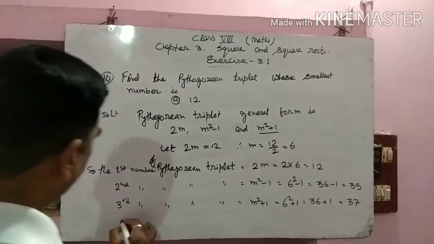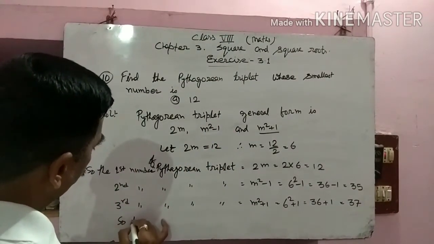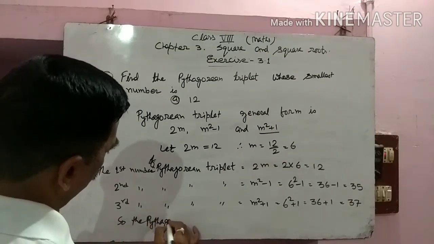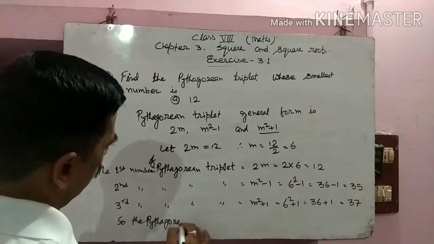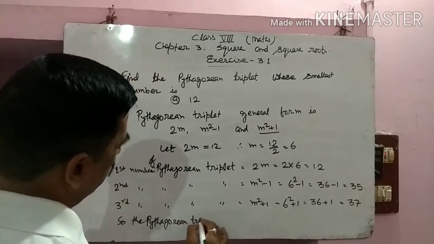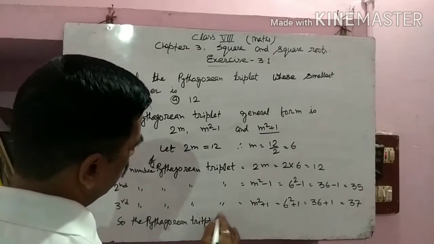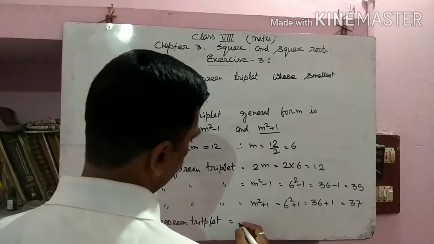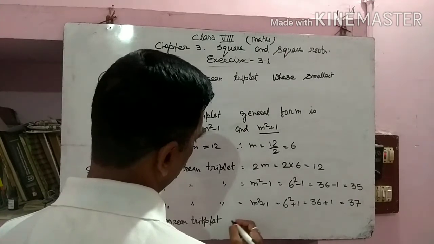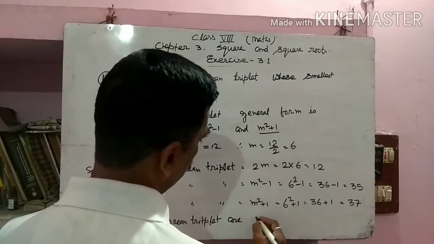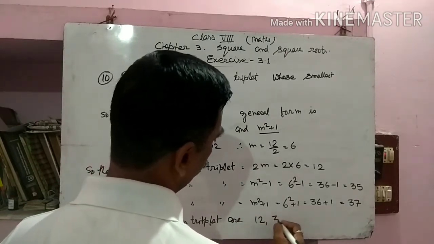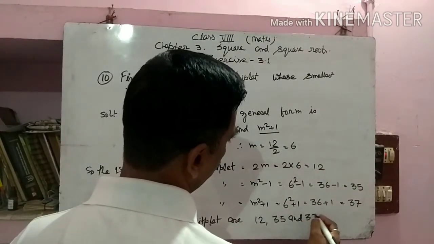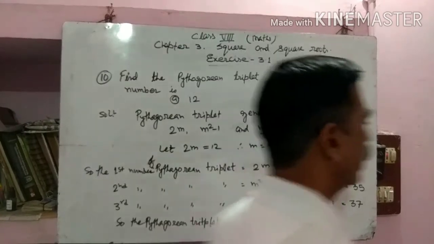So finally, the Pythagorean triplet are 12, 35 and 37. So write this one also.